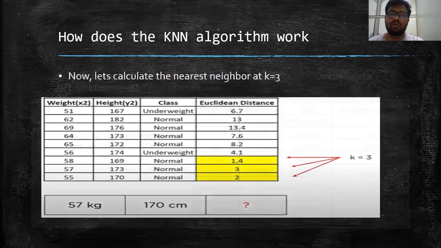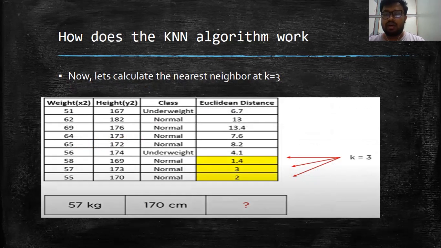Now the question is what will be the value of k. So here we are considering the value of k to be 3. Why 3? You can calculate the number of data points. It will be 9, and the square root of 9 is 3. That's the reason we are selecting k equal to 3 here.